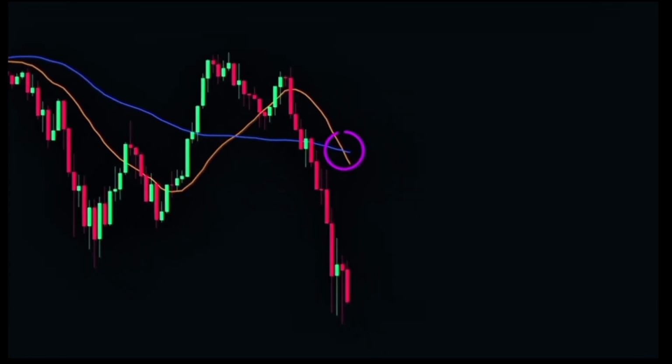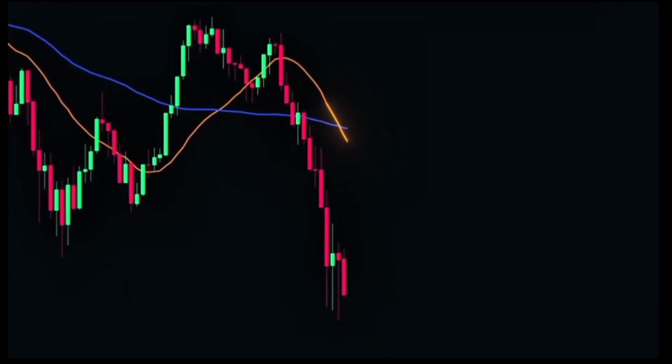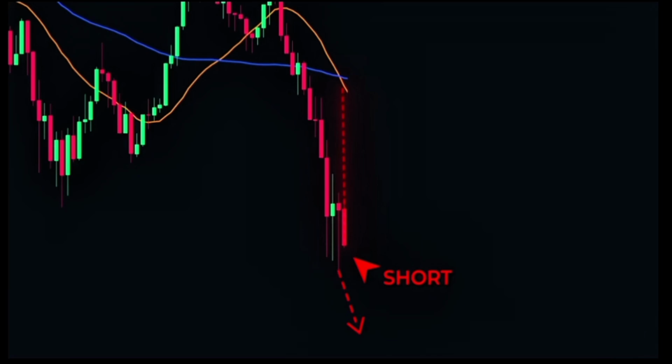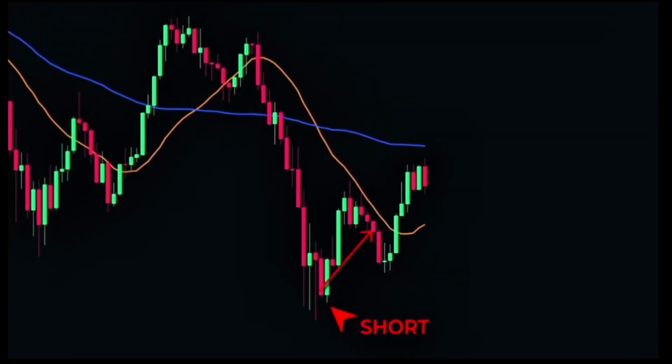Now let's look at the second crossover. This time it's a downwards crossover, and so the signal was to enter a short trade. This simply means that we're betting that price would go down. However, price did the opposite. It reversed and shot up instead. So this crossover is also labeled as a failed crossover.